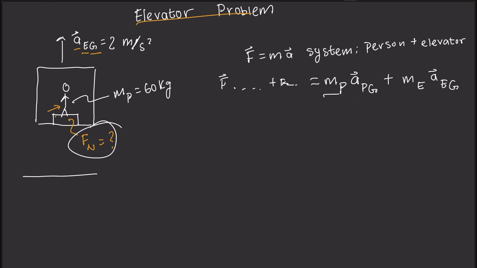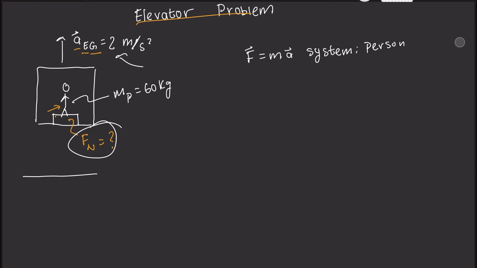We have the mass of the person and the acceleration of the person relative to the ground. We can get that. We can get the acceleration of the elevator relative to the ground too, since it's given. But how about the mass of the elevator? How are you going to get that? You can't. That's why this system cannot work. You can't solve the problem with this system. So now let's try just the person as the system.